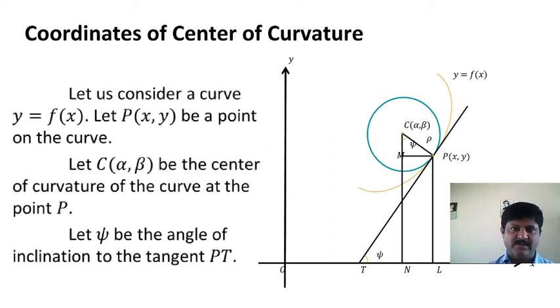We derive the equation. Let us consider a curve y equals f of x. Let P of x, y be a point on the curve. Let C, the point alpha comma beta, be the center of curvature of the curve at the point P. Let psi be the angle of inclination of the tangent PT as shown in the figure.